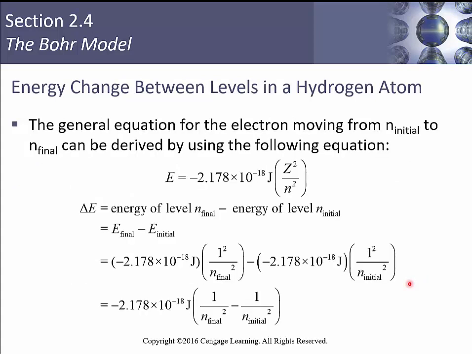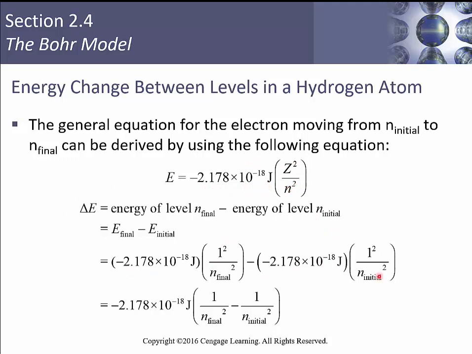The general equation for the electron moving from an initial to a final energy state can be derived from the following equation, where we've got that E is equal to minus 2.178 times 10 to the minus 18 z squared over n squared.